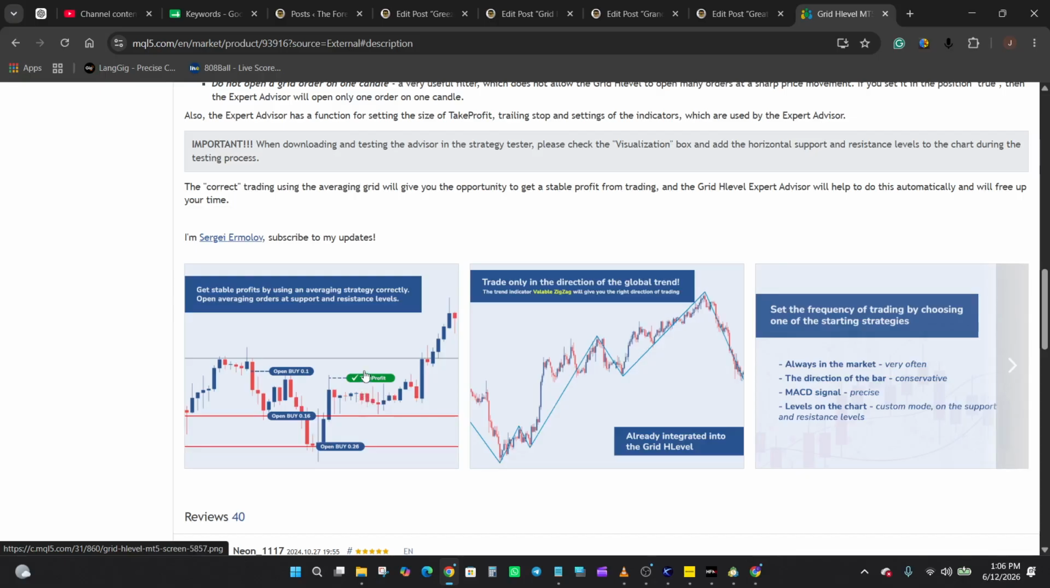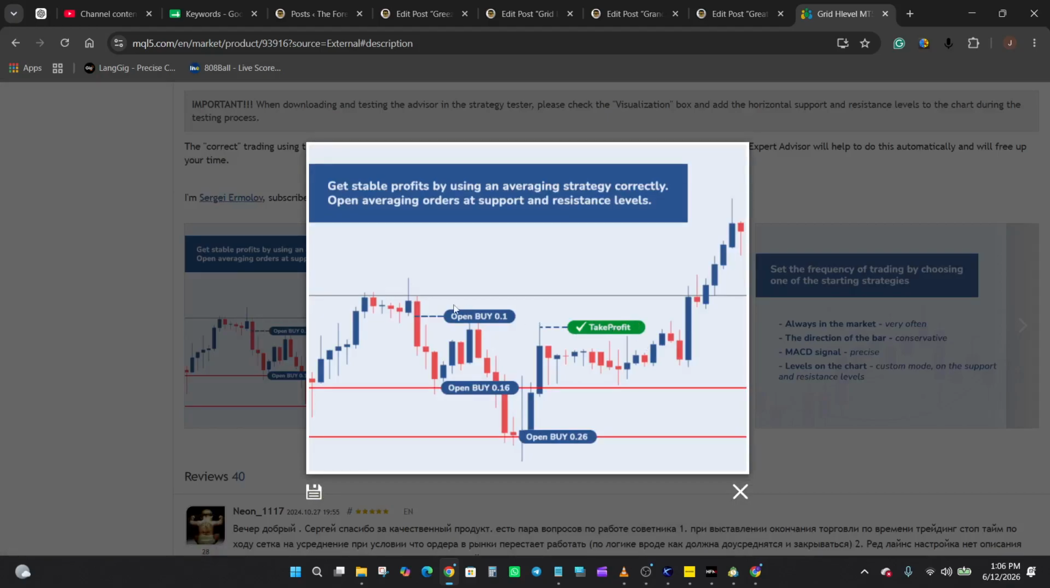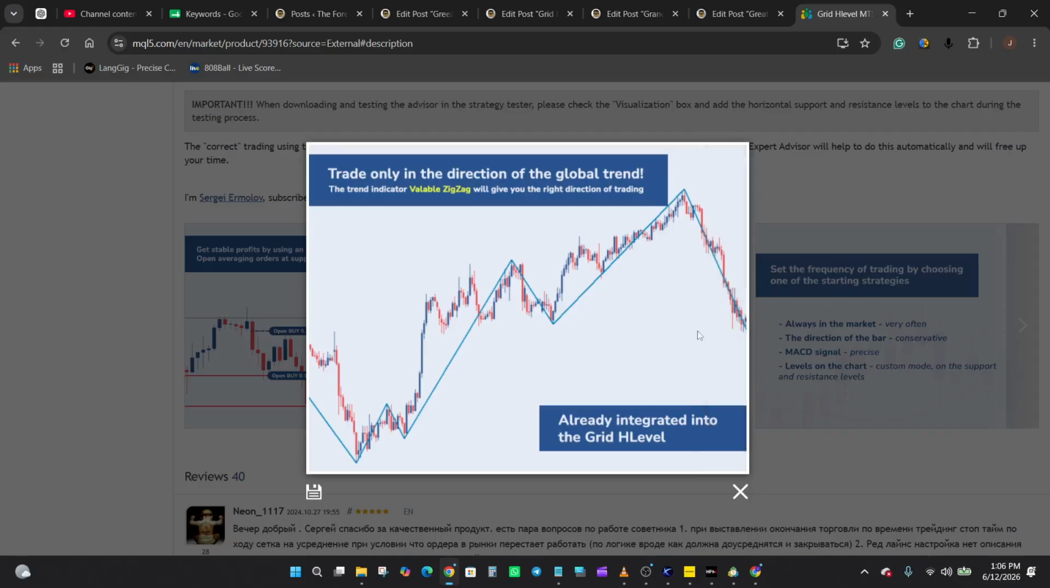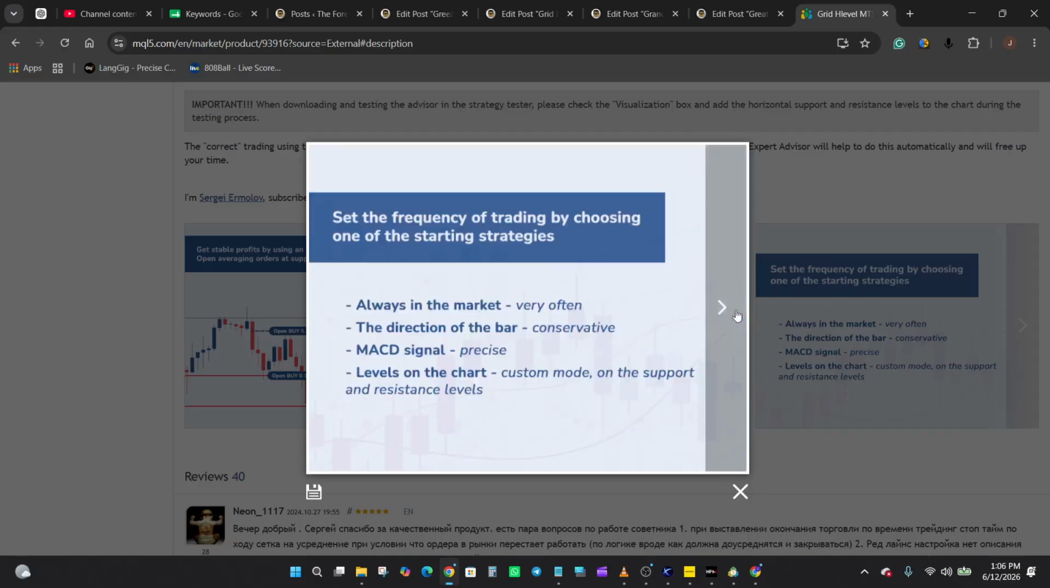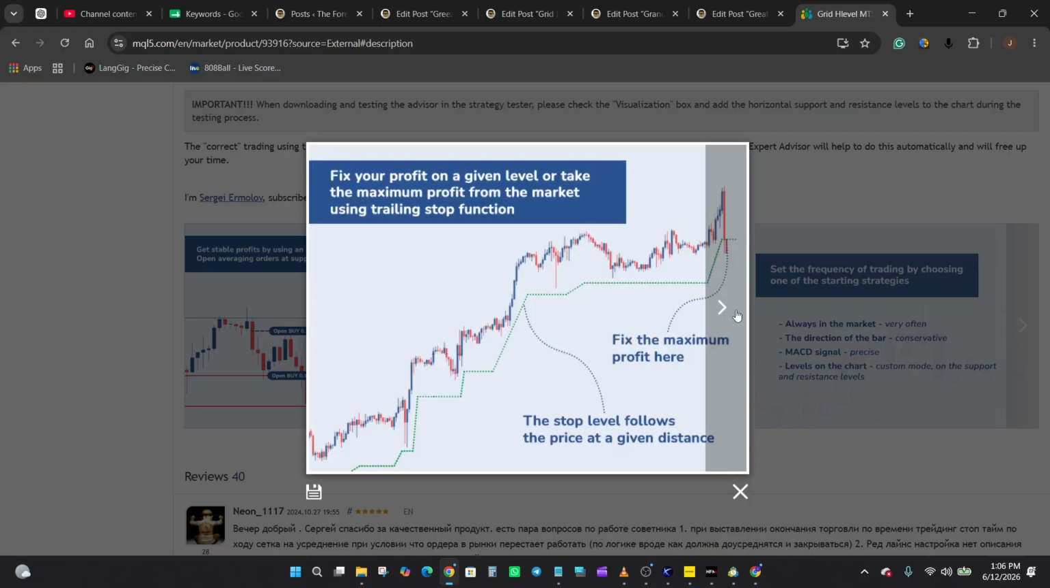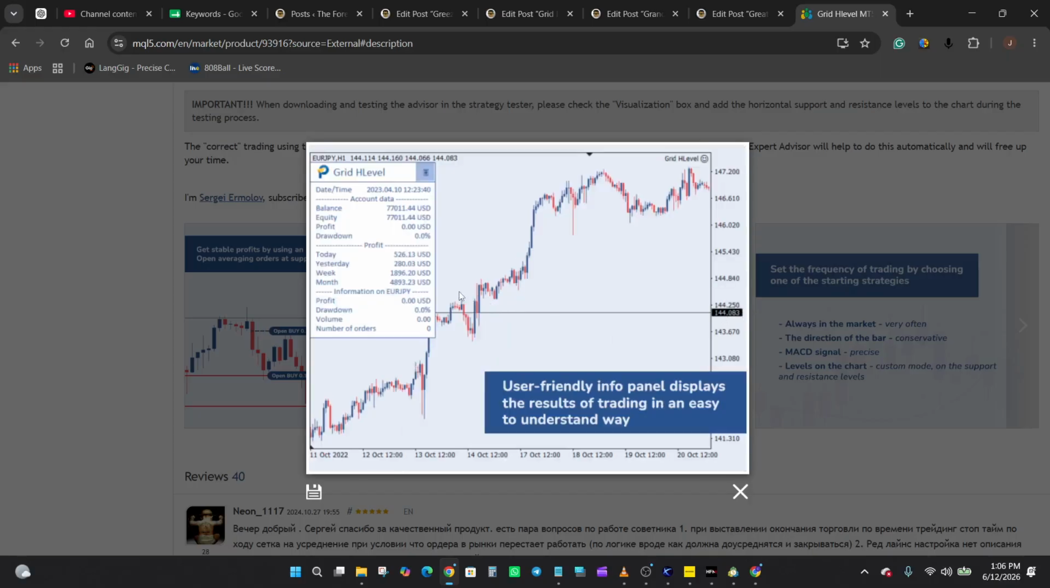All right, so I would still recommend running longer term testing yourself, so that you can get a more comprehensive understanding of how the EA behaves across different market conditions and different level placement approaches. Based on the image that we have here, we can see how support and resistance levels ought to be placed, and then allow the EA to do its thing. And you can also see here, this seems to be how the EA looks in action, with a user-friendly info panel and all of that.